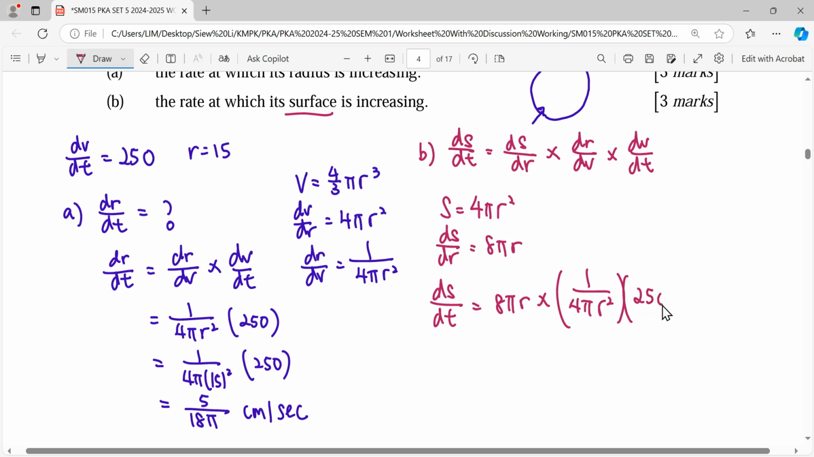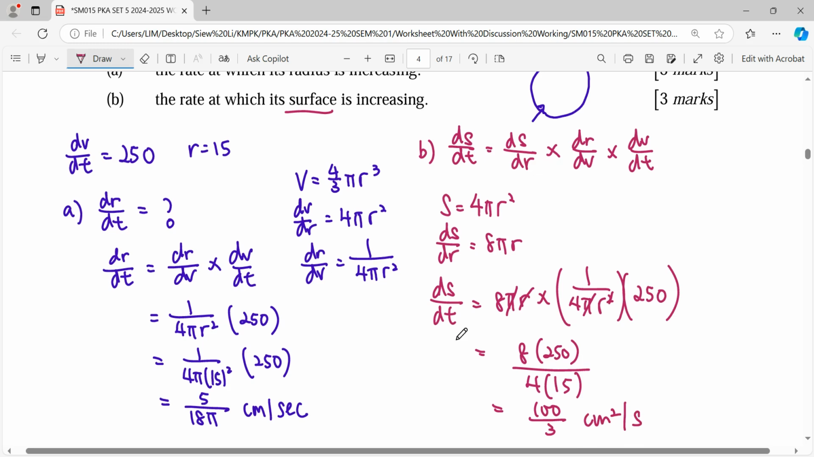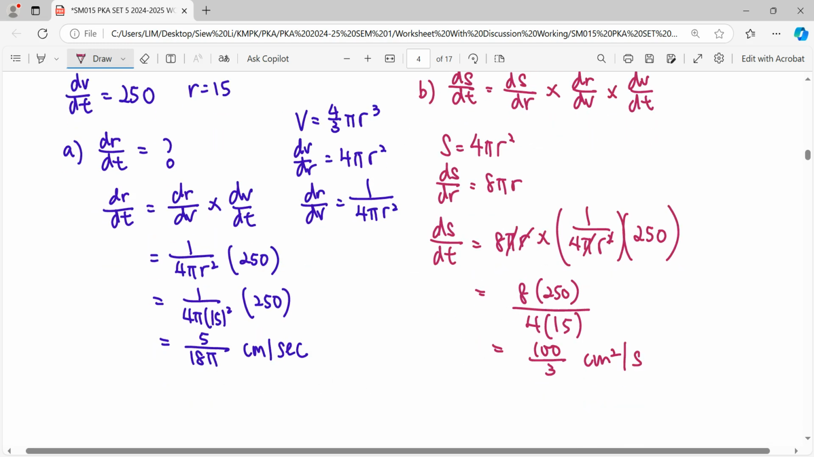dV/dt is 250. As you can see, pi can be cancelled, r can be cancelled, so it will be 8 times 250 over 4 times r. r is 15. So simplify, we get this in cm squared per second. You can put it in decimal also, but we recommend you put it in fraction.